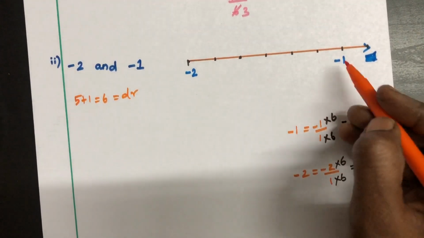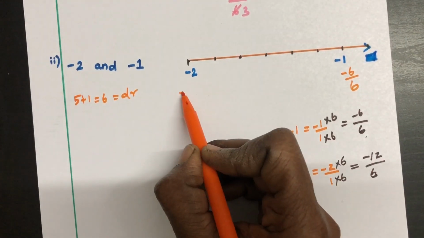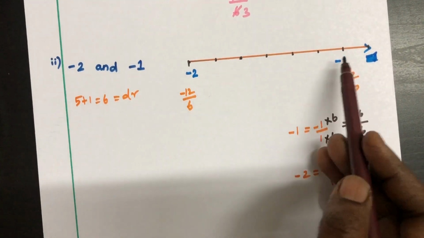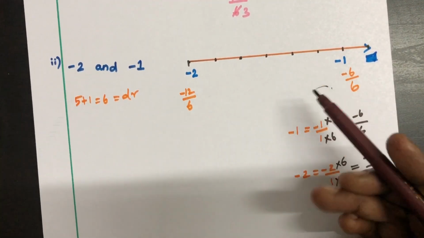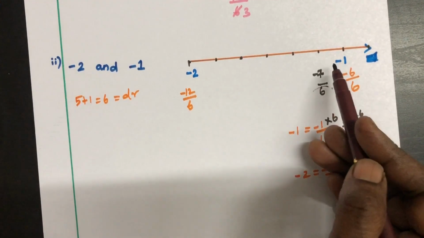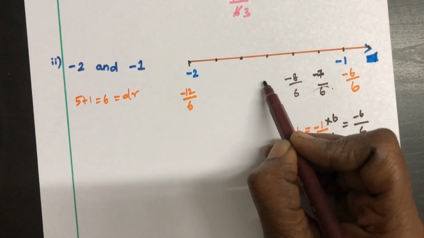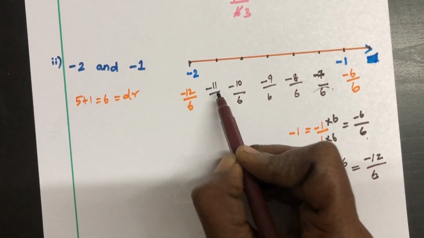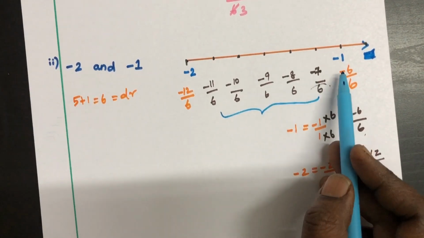Okay. Instead of minus 1, this is minus 6 by 6. Instead of minus 2, this is minus 12 divided by 6. Is there any confusion in this? I think no. Now, we are going to write from here to here. If this is minus 6 by 6, this must be minus 7 by 6, right? See, it will increase, negative numbers increase this way. So, this is minus 8 by 6, minus 9 by 6, minus 10 by 6, minus 11 by 6. So, we have found 5 rational numbers in between minus 1 and minus 2.